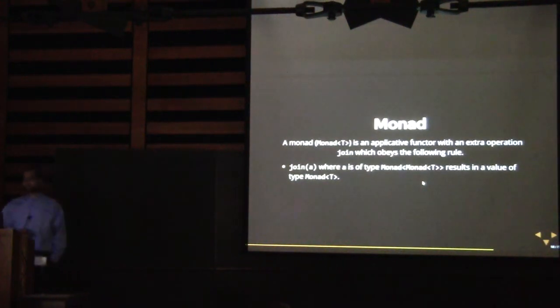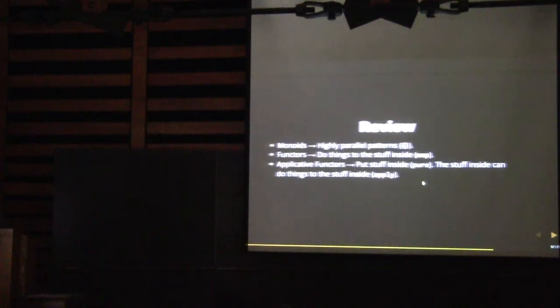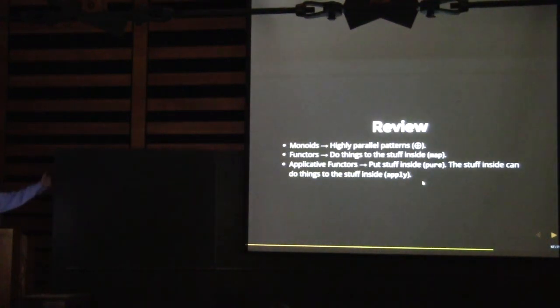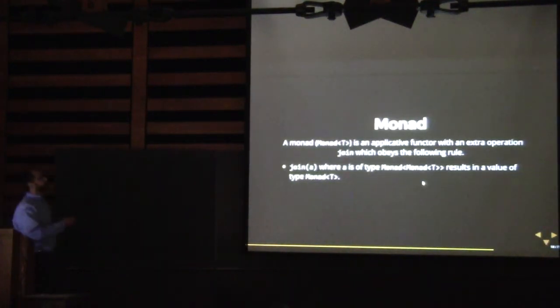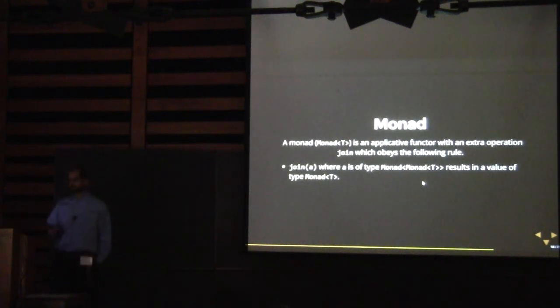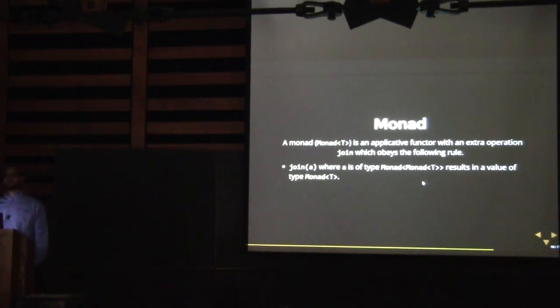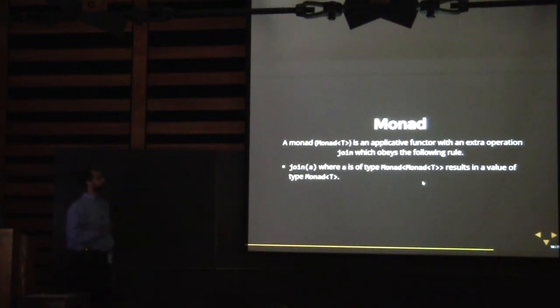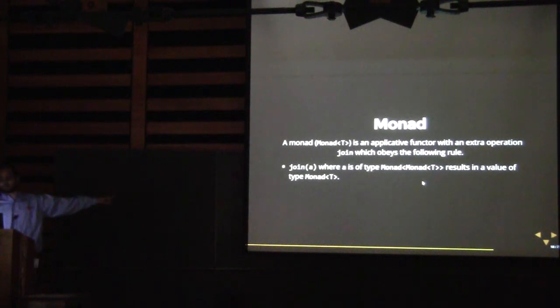So now let's talk about monads. We got this, right? Everybody's good here? All right. A monad is an applicative functor with an extra operation called join, which obeys the following rule. Join of A, where A is of type monad of T, so again, we have this nested thing on the inside, results in a value of type monad of T. That's it. A monad is just an applicative functor with this extra operation.